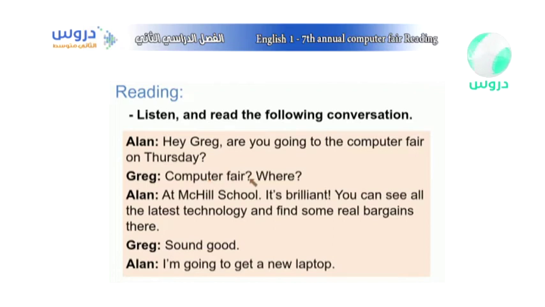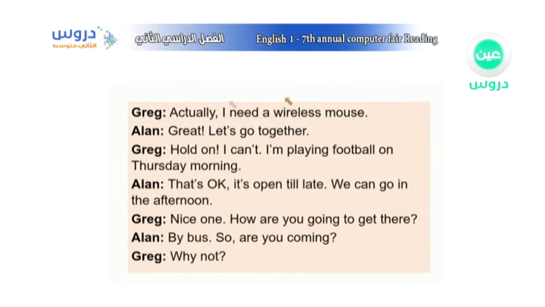Alan said, hey, Greg, are you going to the computer fair on Thursday? Greg said, computer fair? Where? Alan said, at Mac Hill School. It's brilliant. You can see all the latest technology and find some real bargains there. Greg said, sounds good. Alan said, well, I'm going to get a new laptop. Greg said, well, actually, I need a wireless mouse. Alan, great, let's go there. Greg, hold on, I can't. I'm playing football on Thursday morning. Alan said, that's okay. It's open till late. We can go in the afternoon. Greg, nice one. How are you going to get there? Alan said, by bus. So, are you coming?